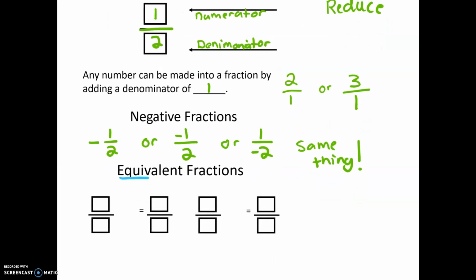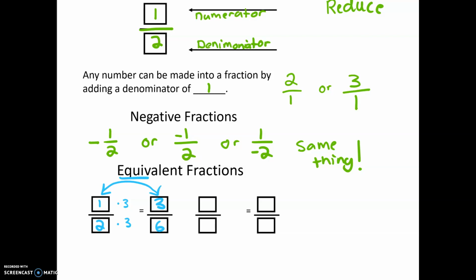If we had the fraction 1/2, like we've been using, we could multiply the top and bottom by the same number and make any amount of equivalent fractions. Let's say we multiply these both by 3. 1 times 3 would give me 3. 2 times 3 would give me 6. That's an equivalent fraction. These two fractions are equal. They mean the same amount. They both represent 1/2.